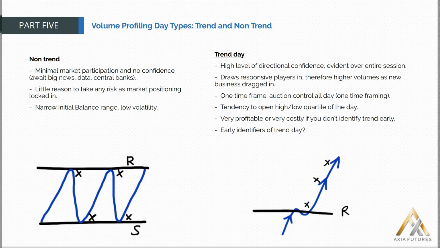On trend days, we tend to see something called one time framing. We will talk about this and I will show you some very nice examples, but the important thing to understand about one time framing is merely that it shows that either the buyers or the sellers are in control the entire day. They're controlling the auction process for the entire session. There is a high tendency when we trend for the market to open at the low or the high, and for the rest of the day continue in that direction and usually close within the top or bottom quartile of that trend day.